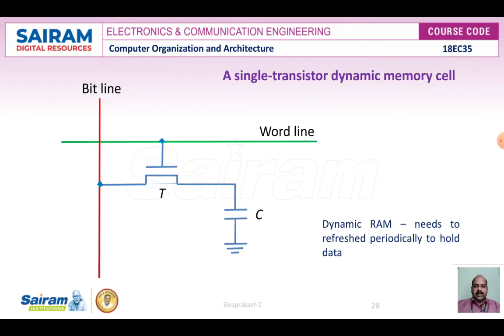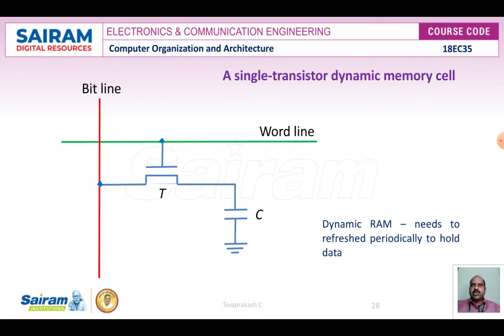Let us see a single transistor dynamic memory cell. An example has been given here. The diagram shows that it needs a refresh periodically to hold the data. A dynamic memory cell consists of a capacitor C and a transistor T, as shown in this figure. The transistor is connected to a word line and a bit line.